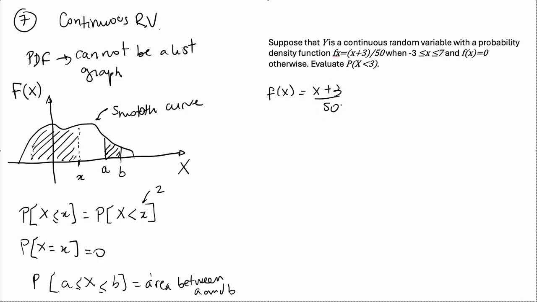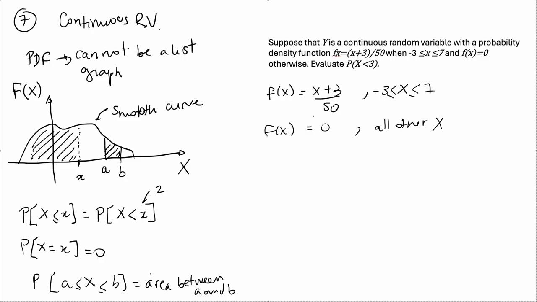The probability density function is this when x is between -3 and 7. Okay? And it is 0 for all other x's, all other y's, okay? So f of x can be 0 if I'm not between -3 and 7, okay? So let's evaluate the probability of x being less than 3.